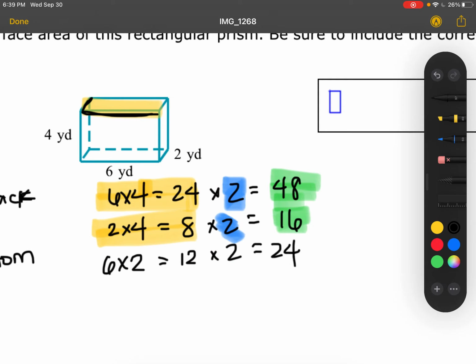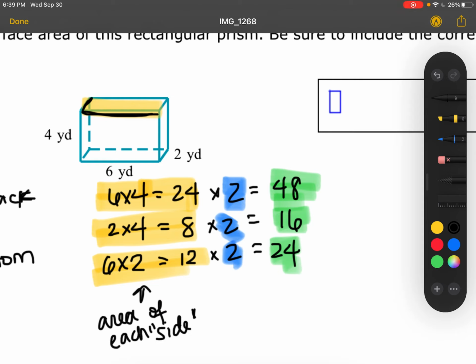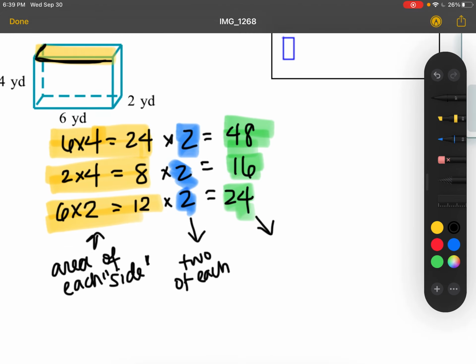times 2 is 24. So all of that together, let me highlight this again so that people can see it, for those of y'all that are visual learners. So again, this is the area of each side, and then the 2 of each, and then these are your totals.